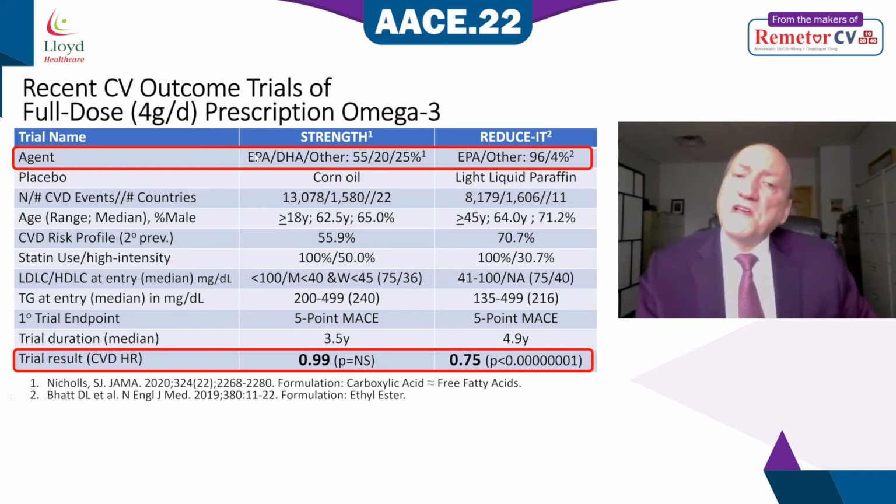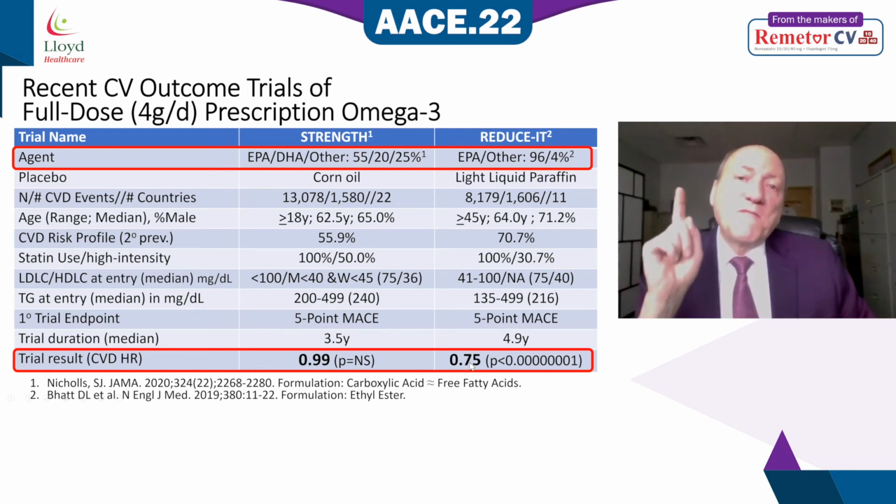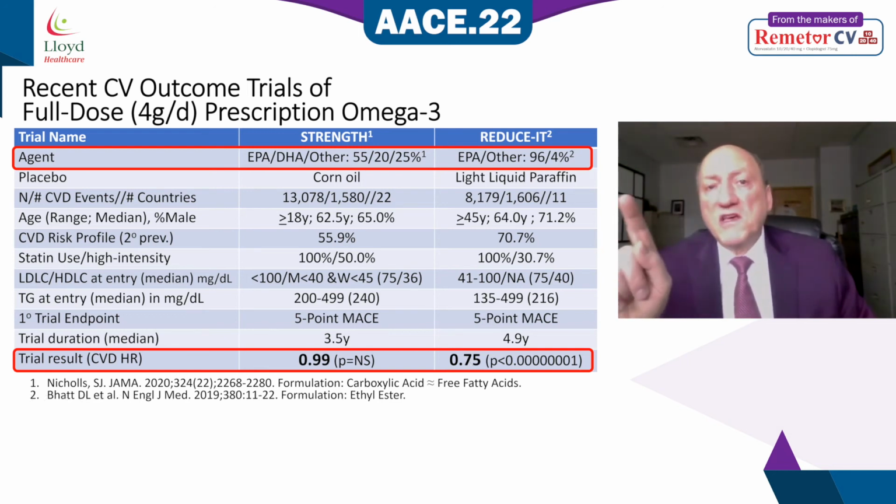STRENGTH used a mix of EPA plus DHA. So does that make a difference? Well, the quick answer is yes. There was no benefit in strength. The hazard ratio was basically 1, whereas the hazard ratio in REDUCE-IT was 0.75, meaning there was a 25% reduction in risk in REDUCE-IT.